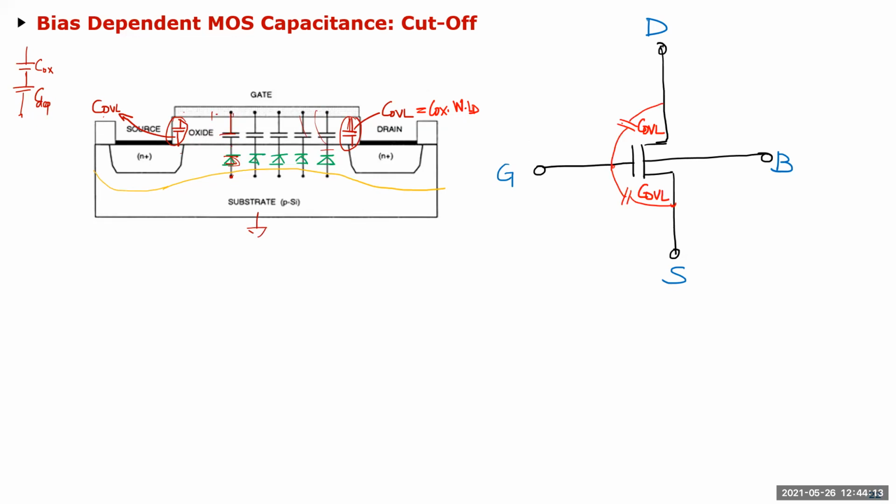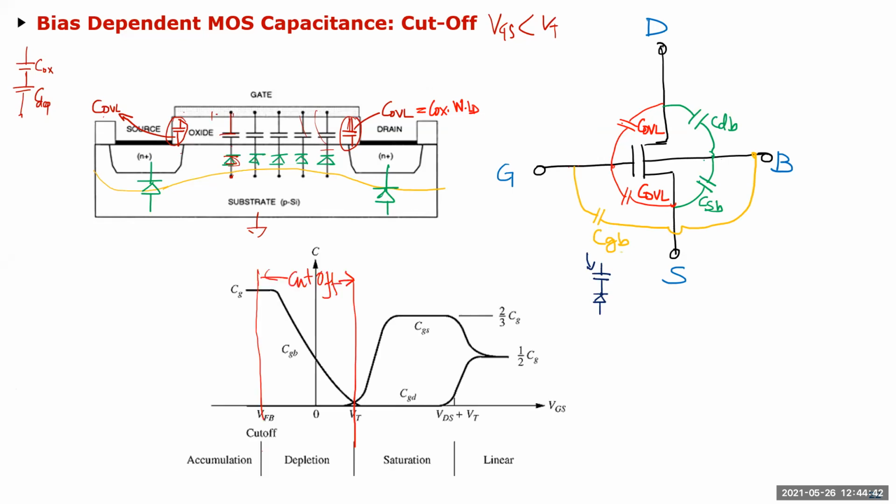Okay, so that's what I'm showing during the cutoff. So when VGS is less than VT, so cutoff, if I look at the cap from gate to drain and gate to source, it's just this tiny overlap cap. And then drain to bulk and drain to source, I still have those diode junction caps, right? And a lot of times people miss this, you have a gate to bulk cap, but it is a series cap, which is the oxide in series with a diode, basically a reverse bias diode. So that's your cutoff region.